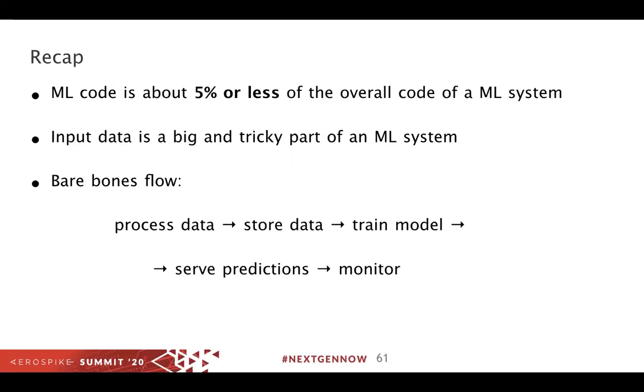The code of a machine learning algorithm is about 5% or less of the overall system. The input data is a big and tricky part, and it's usually slowing you down in the calculation because you want to give as many data points as you can, but processing them every time takes a lot of time. So you need a solution like Aerospike to just store all the historical data and do the batch read every time you have lots of transactions going on. A good bare bones flow would be processing the data, storing it, training the model based on that, serving the predictions, and of course monitoring the entire thing.